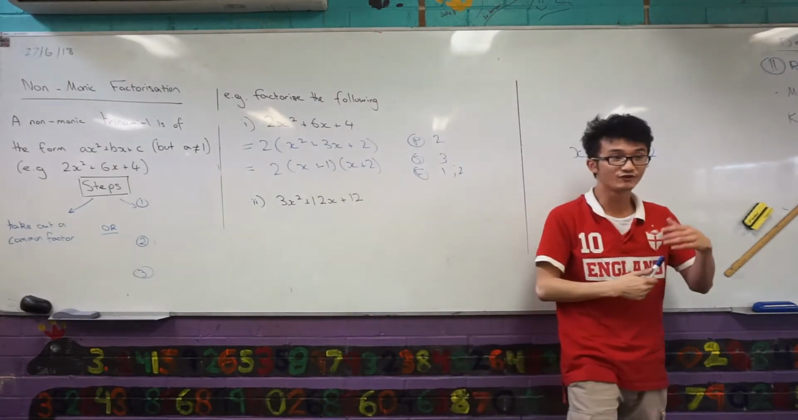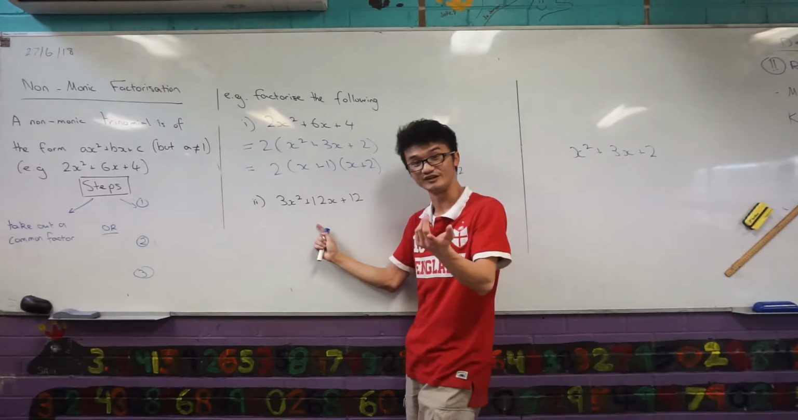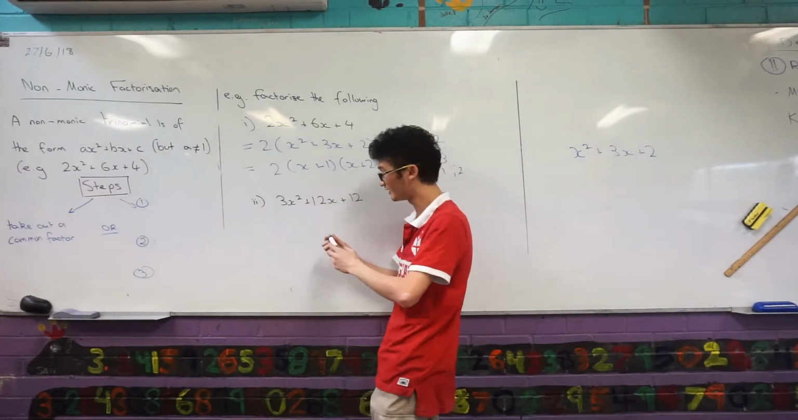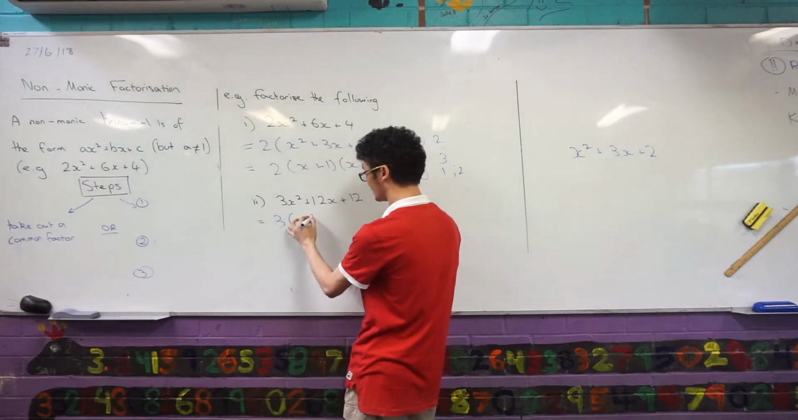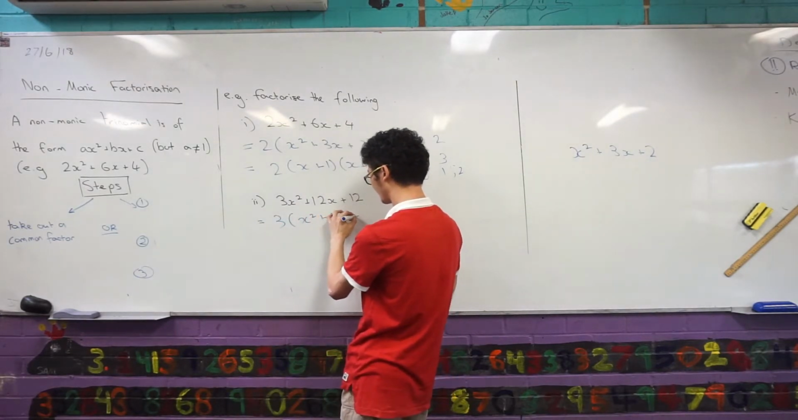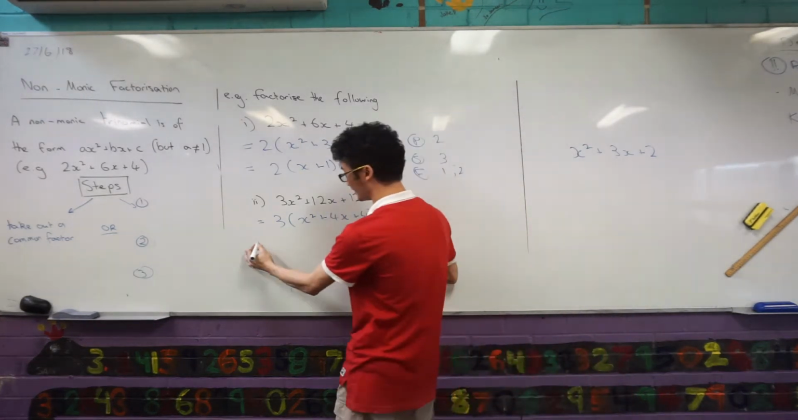Now, again, I'm looking for what's in common. Lucas, can you help me out? 3. What's in common? Yep, there's a 3 there, right? So I'm just going to take that factor out, and then I'm going to get left with x squared plus 4x plus 4. And again, that one looks very similar. That's the one on your do now. So you know how to factorize that one.